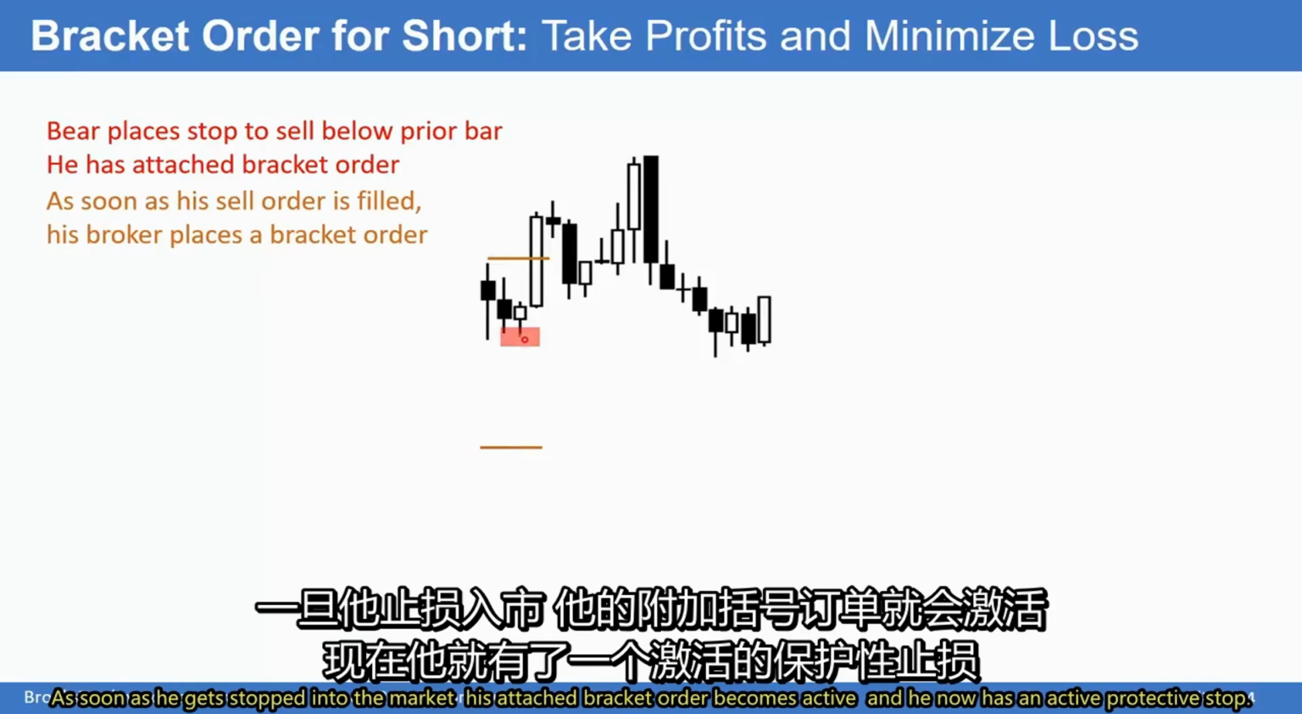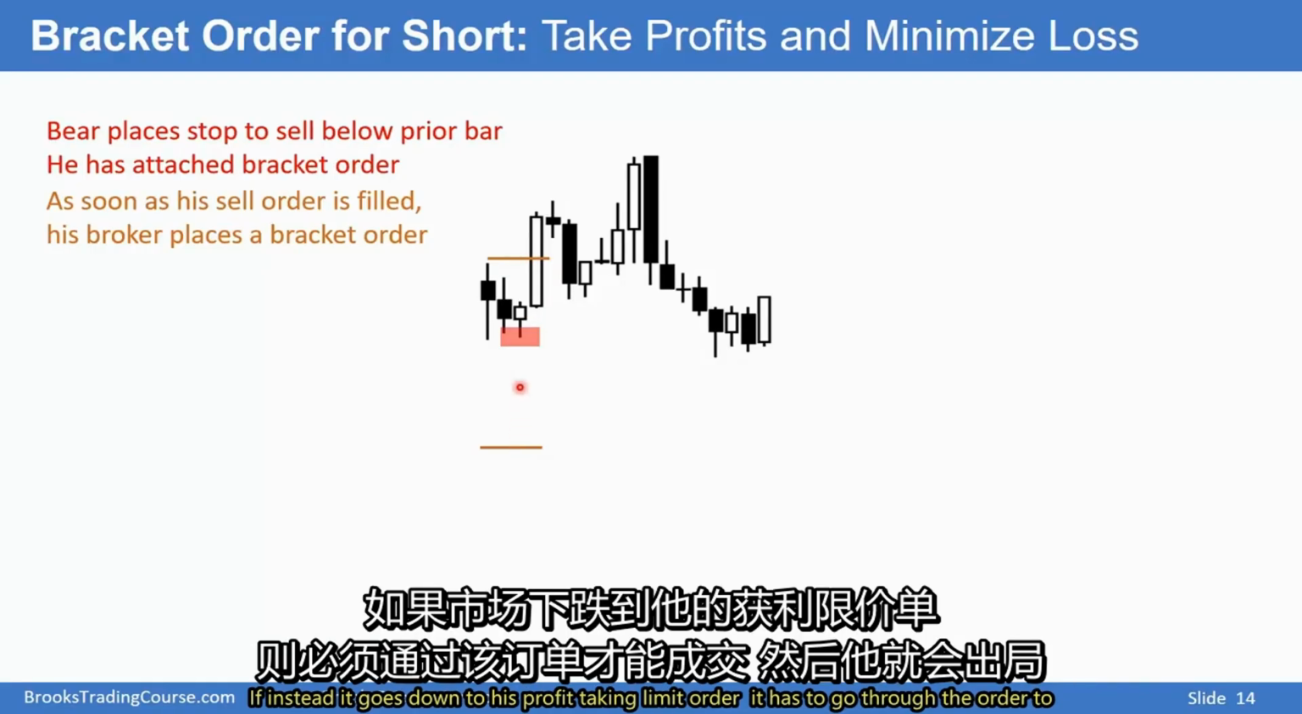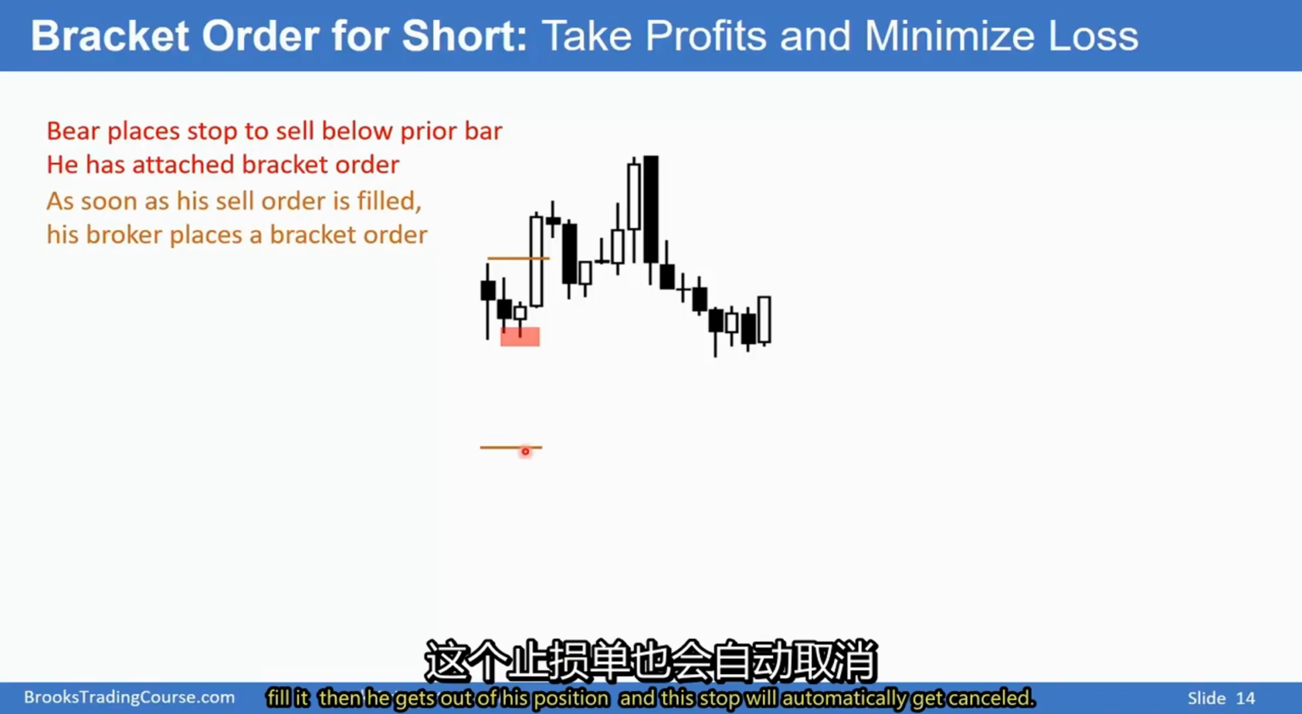As soon as he gets stopped into the market, his attached bracket order becomes active, and he now has an active protective stop. If the market goes to this price, he'll get stopped out, and this order will disappear. If instead it goes down to his profit-taking limit order, it has to go through the order to fill it, then he gets out of his position, and this stop will automatically get canceled.